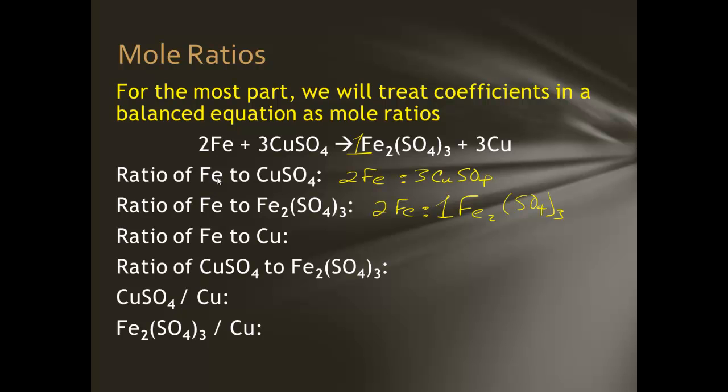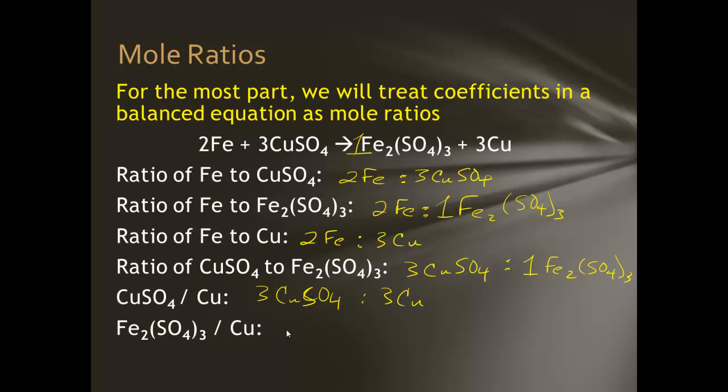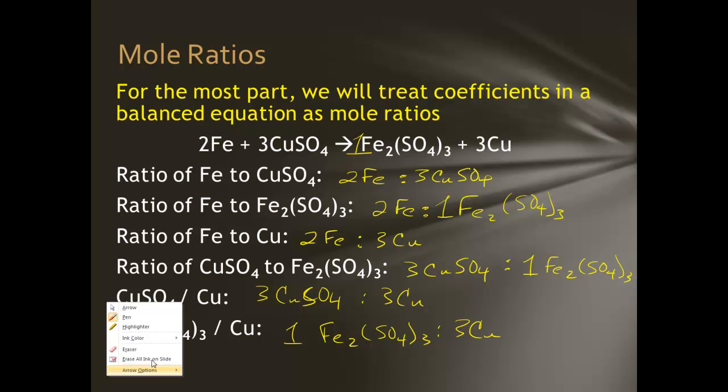Okay, so now you should have your answers. You have 2 Fe to 3 coppers. Then I have 3 moles of the copper sulfate to 1 mole of the iron sulfate. There. Okay, and then with my copper sulfate, 3 copper sulfates to 3 coppers. And then lastly, 1 iron sulfate to 3 coppers.